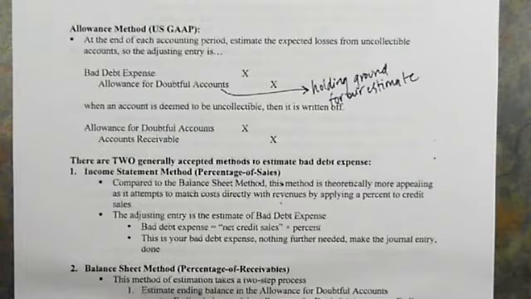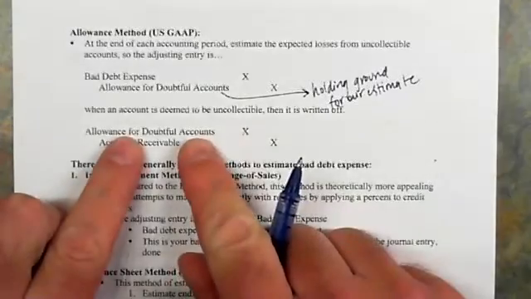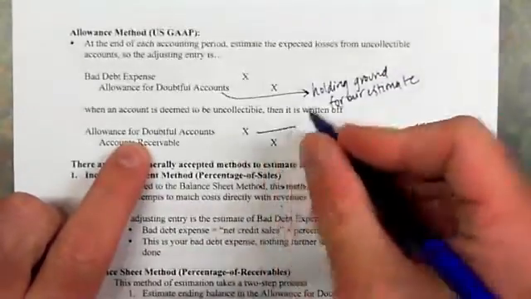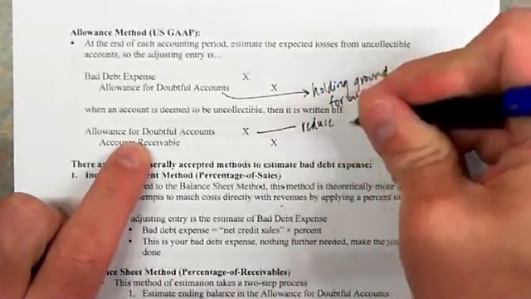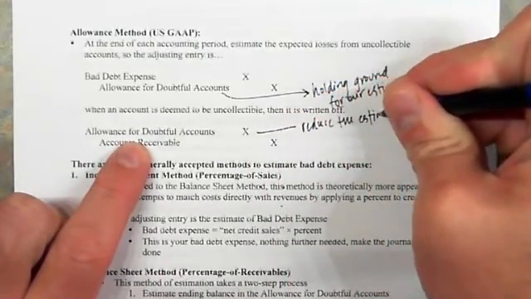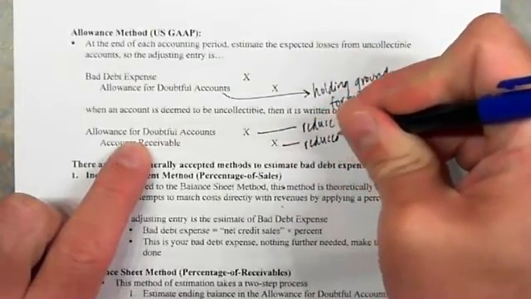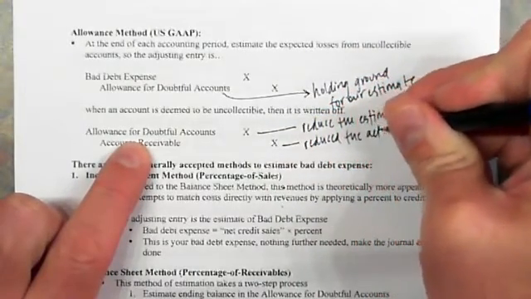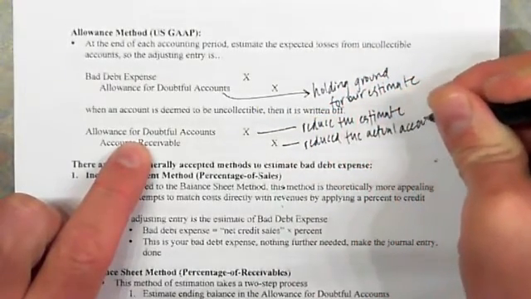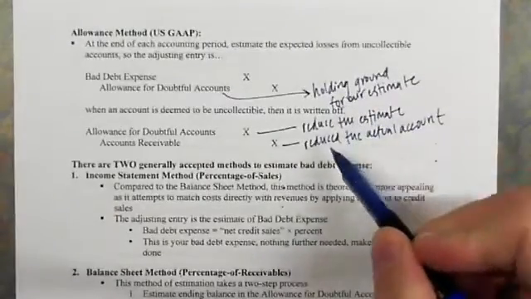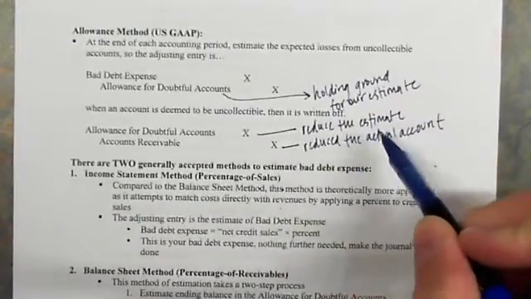When an account does go uncollectible, then it's written off, right? So when it does go uncollectible, we reduce the estimate because we actually write it off in reality. We reduce the estimate of what will go bad because we have reduced the actual account. So it's a placeholder until we actually write it off and then we take it out of the account itself.